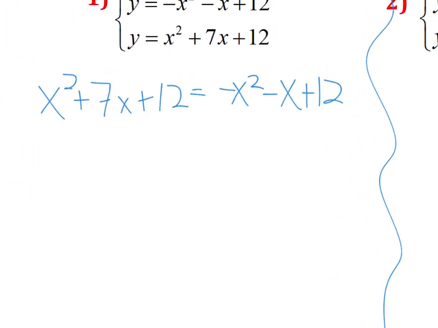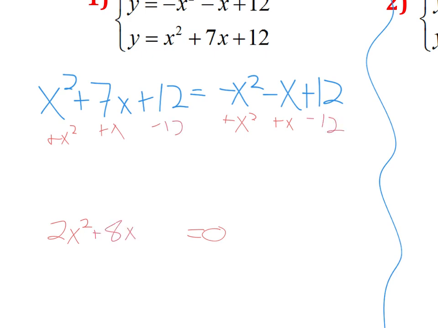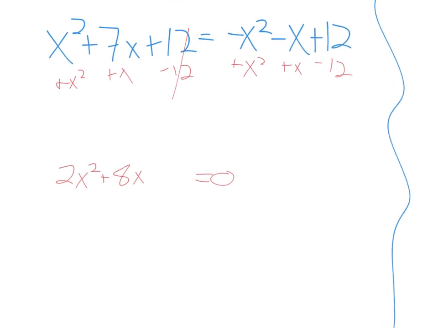Let's take a look at the first one. All right, it's not equal to 0. I don't like that. We want it equal to 0. So to do that, I'll take everything from the right-hand side and move it over. So if I add x squared, that's going to be 2x squared. If I add x, that's going to be 8x. And if I subtract 12, well, 12 is just gone. Cool. So 2x squared plus 8x equals 0.